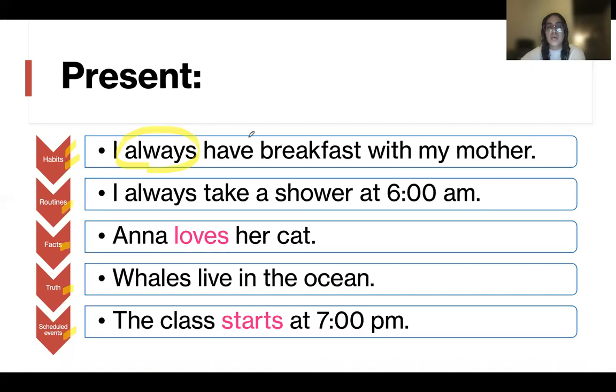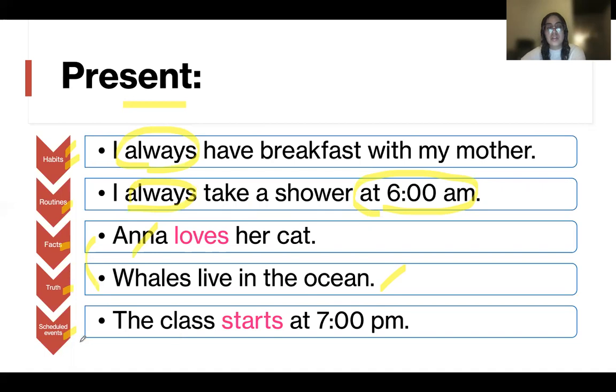To express a routine, we use the present, but also we use the adverb of frequency and of course, an expression of time. Facts, Anna loves her cat. It's a fact, so for that reason it is a truth that happens for this subject. She loves her cat. Truth, whales live in the ocean. It's really similar to a fact, but in this case, we're talking about a general truth for everybody. Whales live in the ocean and this cannot be changed.